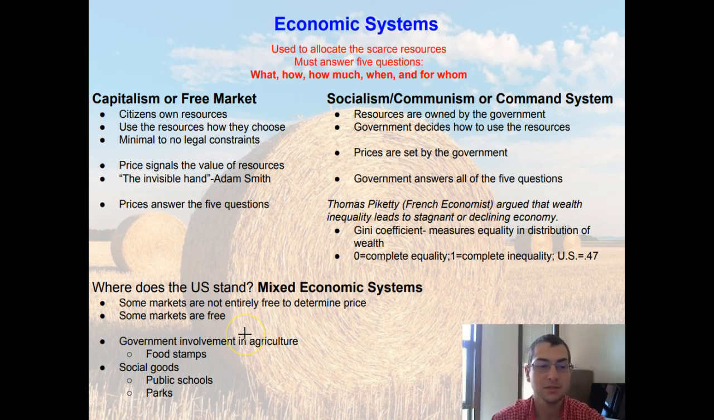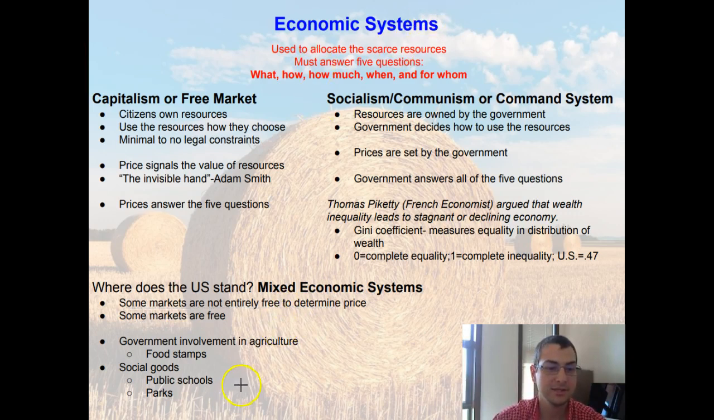So let me ask you this. Where does the United States stand as far as a free market or a command system? Well, we use a little bit of both. We actually have what's known as a mixed economic system. What that means is that the markets are not entirely free to determine prices. Some markets are not, but other markets are entirely free. So this mixed economic system means that some markets determine prices and some do not.